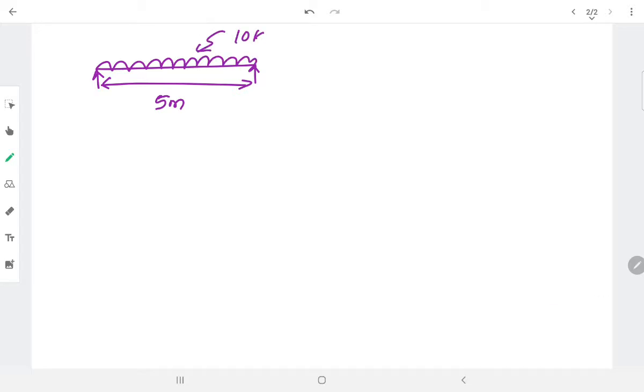Suppose the problem is in this manner. The clear span is equal to 5 meter, and the live load applied on the beam is 10 kilonewton per meter. Live load is nothing but whatever load comes from the slab, treated as a live load on the beam. Here we have not taken the self weight of the beam. That will be a dead load. Before that you need to design.